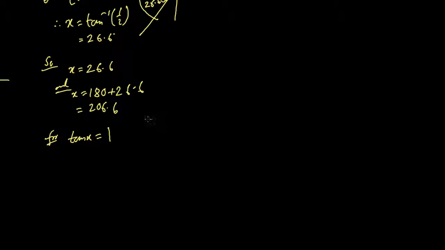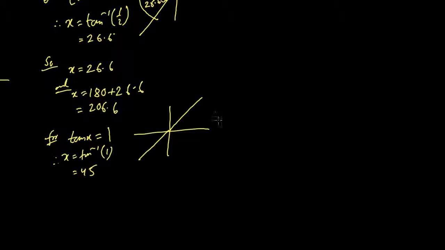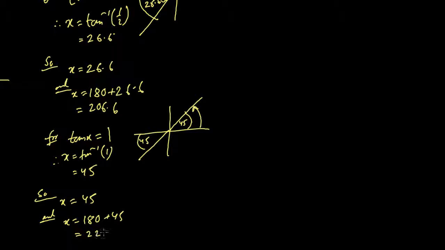For tan x equals 1, again this is positive, so first quadrant and third quadrant. We know this is a common angle. Tan inverse of 1 is 45 degrees from the 45 degree triangle. So this is 45 degrees and this is 45 degrees. In the first quadrant the angle would be the same, so 45 degrees, and this would be 180 plus 45 degrees, which would be 225 degrees. So this would be 225 degrees.